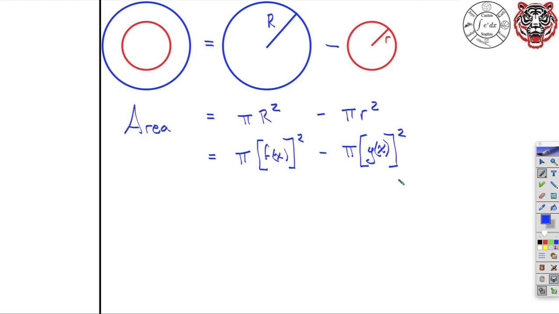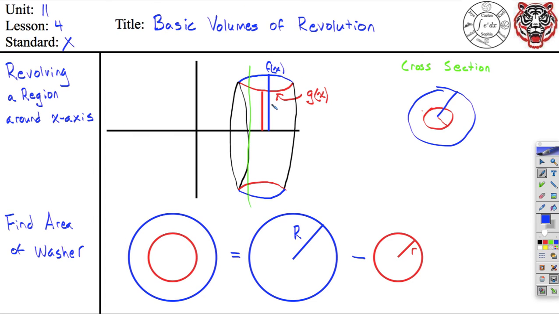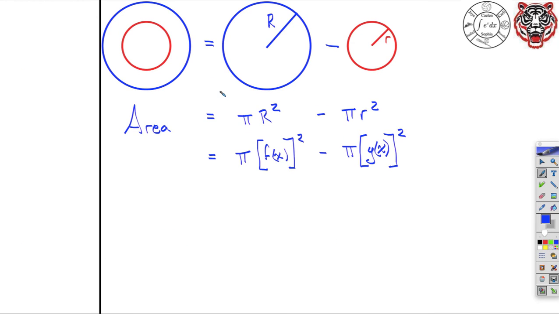I'm going to pause here to make sure we all understand what's going on here. We're trying to find this area right here. To find that area, we took the big circle minus the small circle. We know what the radius is here because, referring back to the problem, this was a cross section, so f of x represents capital R, g of x represents lowercase r. Do we have questions up to this point? No. Okay. So let's go ahead and factor out a pi.